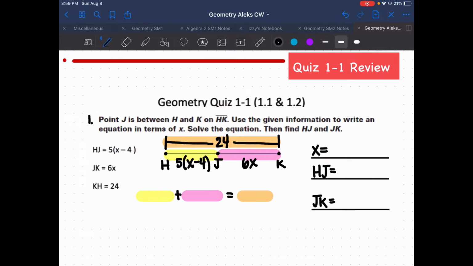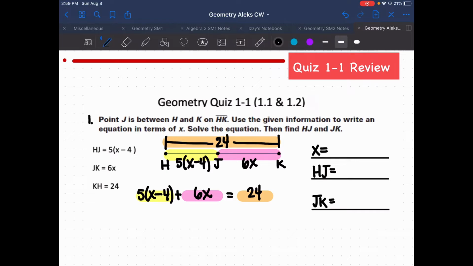Now let's substitute in our yellow, our pink, and our orange pieces. Inside the yellow is 5 times x minus 4. Inside the pink is 6x, and inside my orange is 24. It's not really important which color you choose to use. You don't have to use the same color as me. You just have to see that this piece plus this piece equals this whole thing.